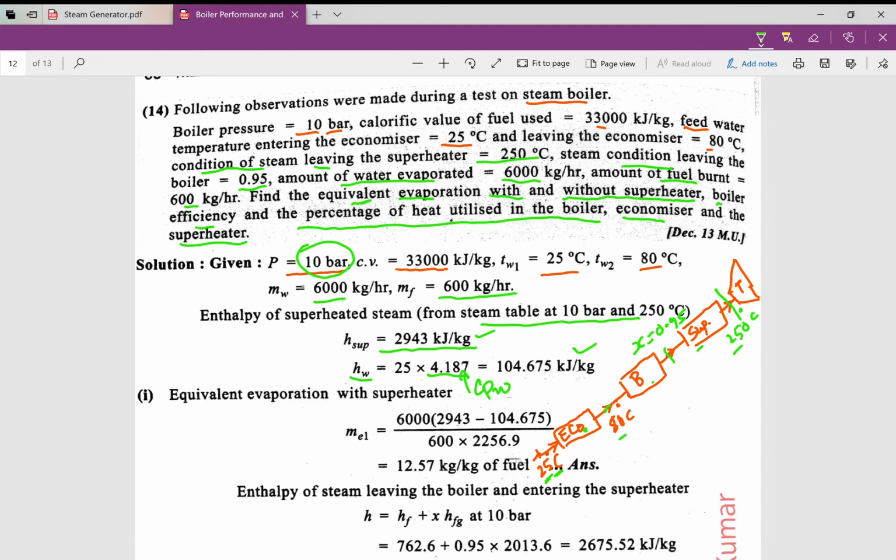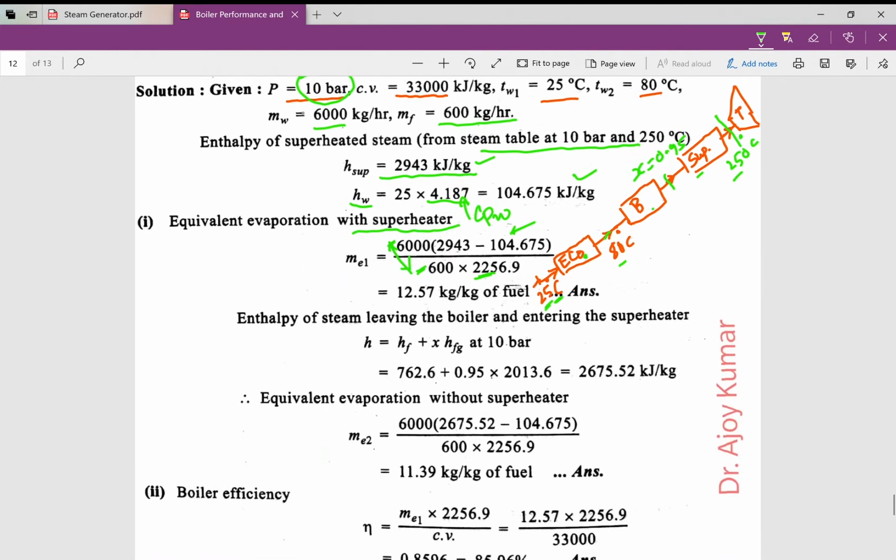So first one is equivalent evaporation with superheater. So this is amount of water, this is amount of fuel, so we can get kg per kg of fuel by dividing this one, right? So this is your now HW, this is your HFG value 2256.9, standard one at standard atmospheric pressure. Okay, so with superheater we get 12.57.